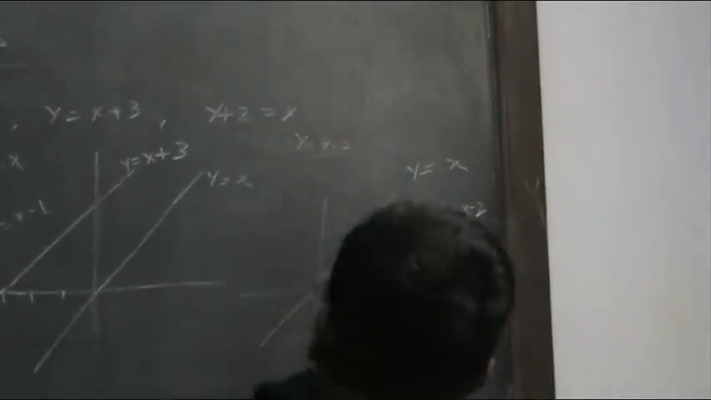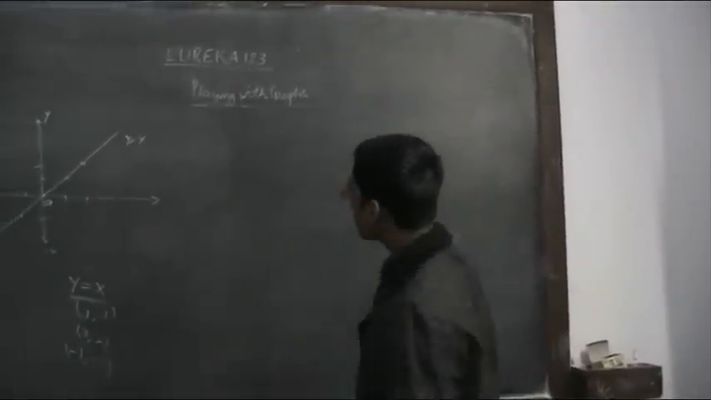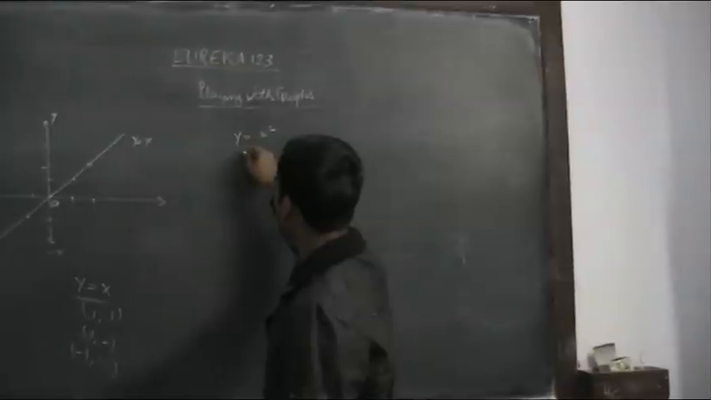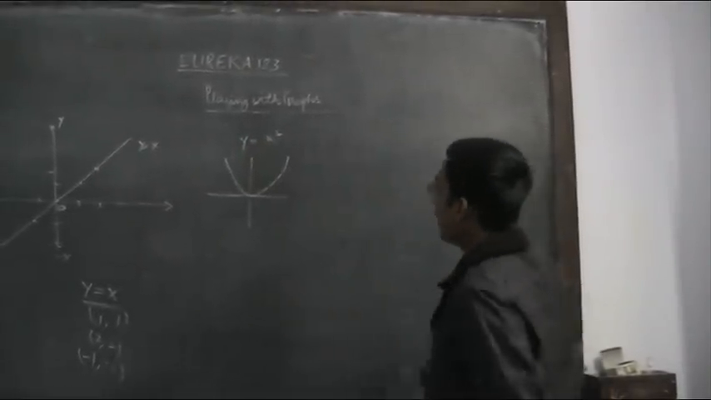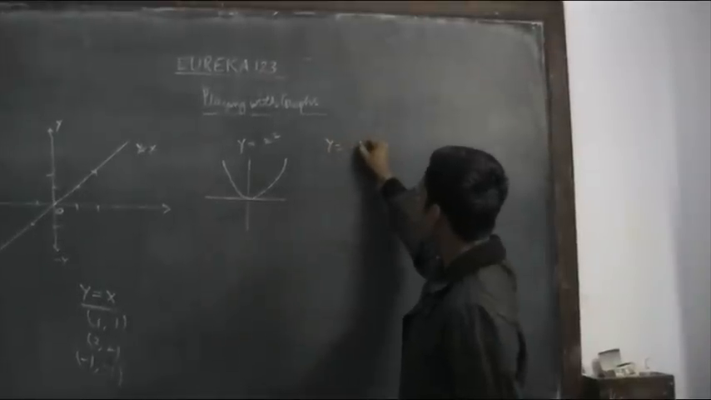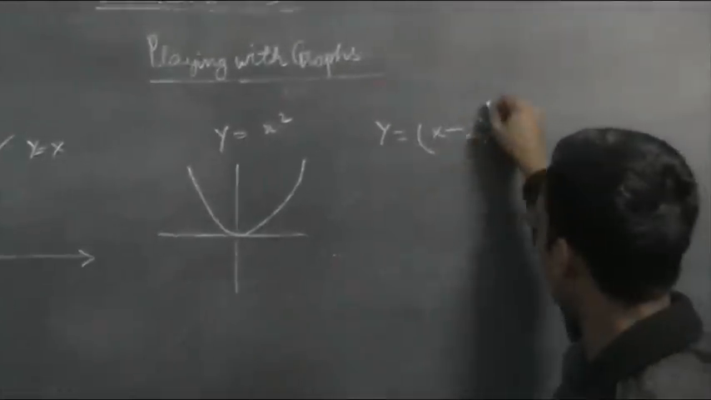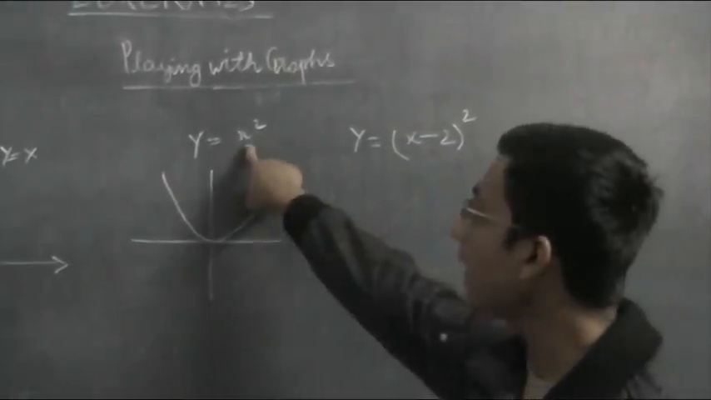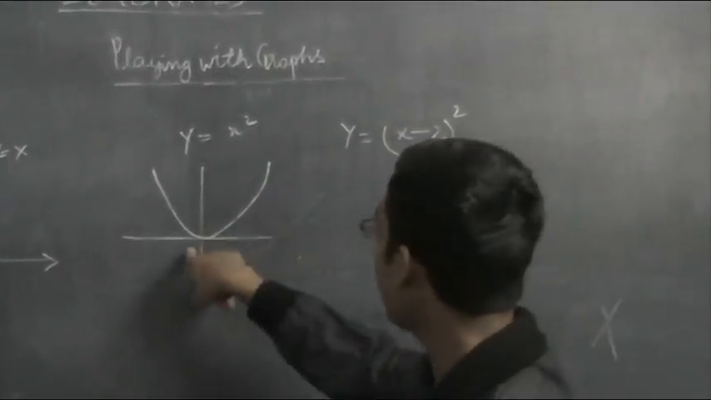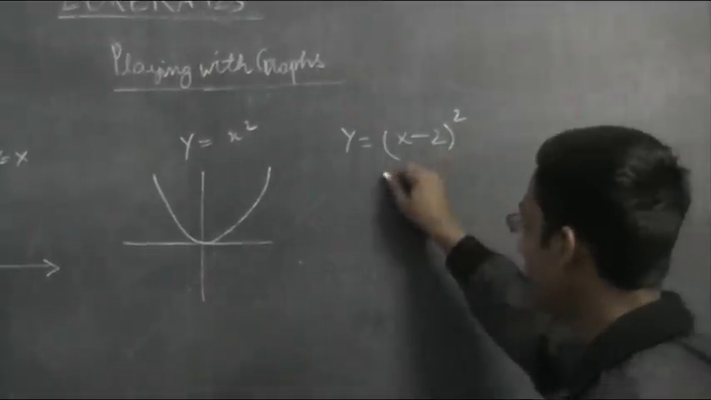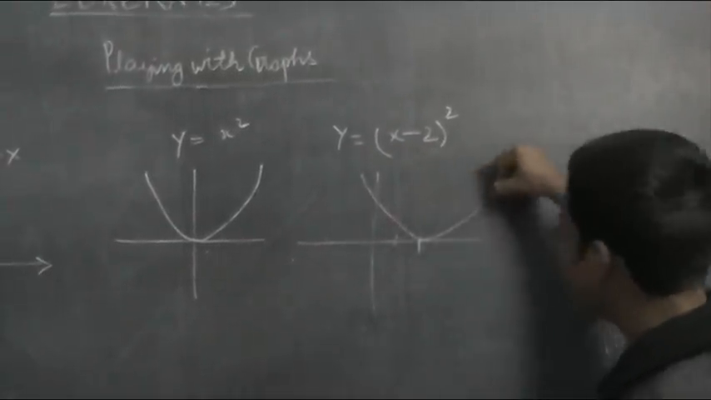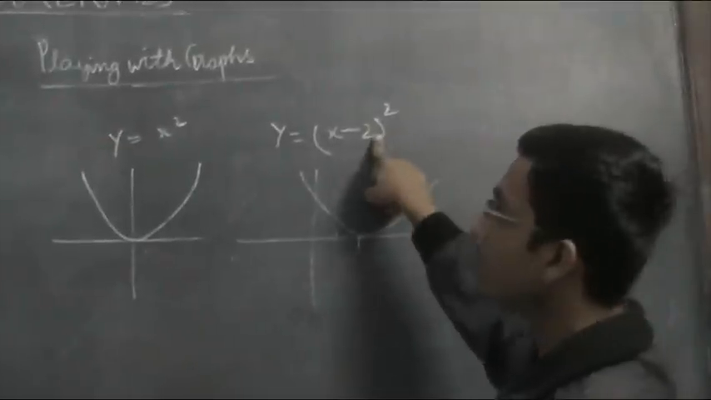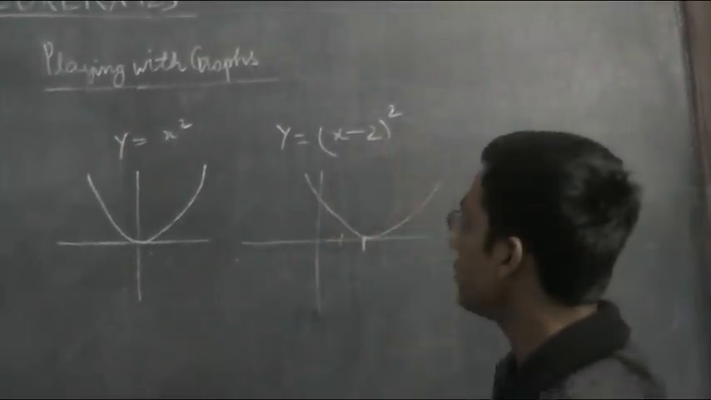Let's take some other example. If we have y equals x squared, y equals x squared is this, like a U shape. Now, if we have y equals (x minus 2) whole squared, what we are doing is we are replacing x by x minus c. Therefore, this graph will shift to the right by 2 units. So, 2 units, and it will shift to the right like this. If you have y equals (x plus 2) whole squared, then it will shift to the left by 2 units.